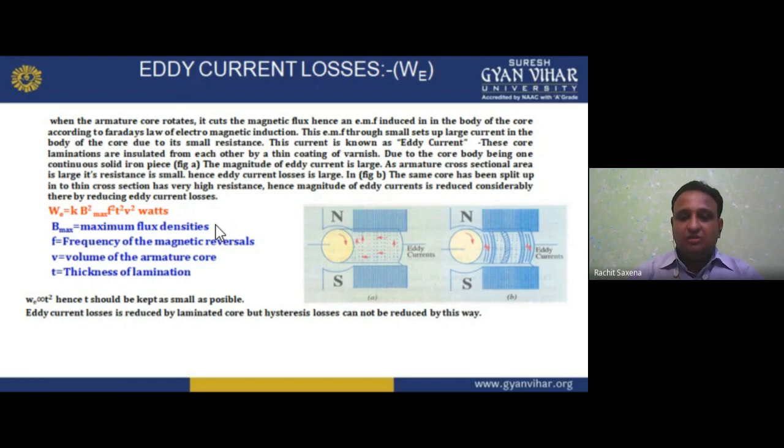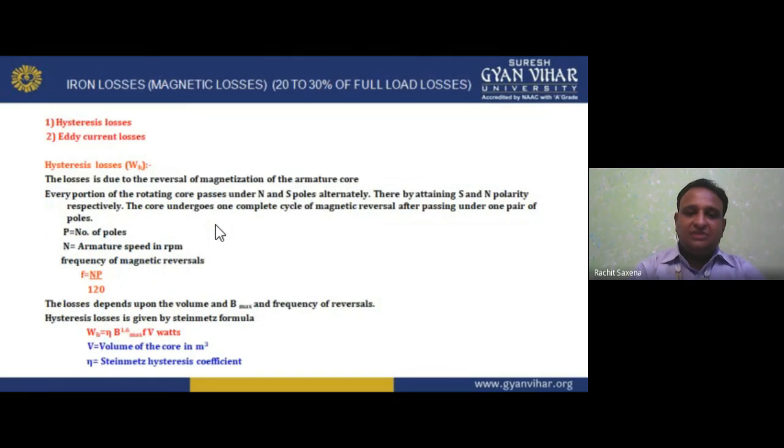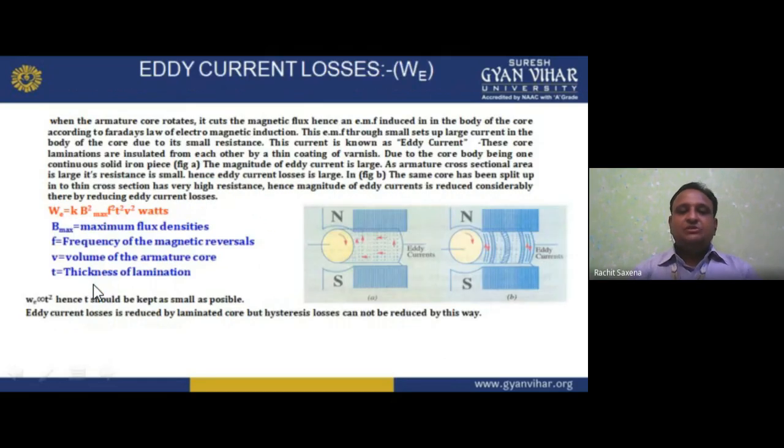Now F is the frequency of magnetic reversal. F is what? NP by 120. I earlier told you in the hysteresis loss. The volume of the armature core is given by V, and T is the thickness of lamination. So this is given as We is equal to K B maximum square, F square, V, T square watts.